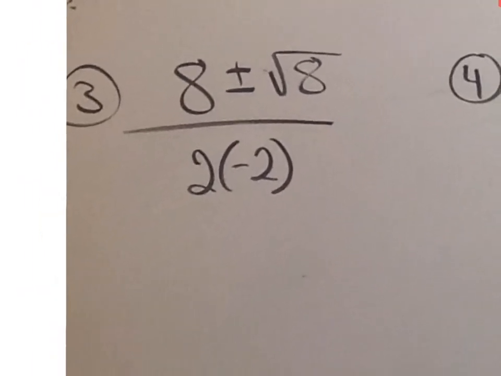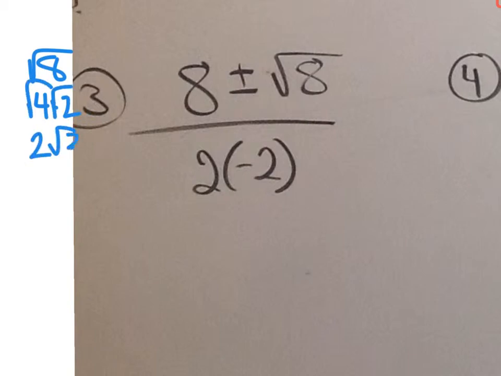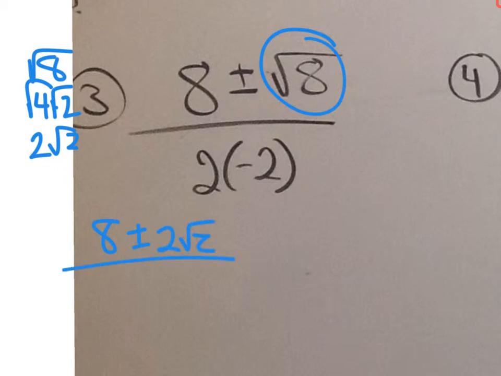So on this one, I'm going to simplify the square root of 8 on the side. Square root of 8 breaks down to 4 times 2, and when you split 4 and 2, you're going to get 2 square root of 2. So I'm going to replace the square root of 8 with 2 square root of 2. I'm going to have 8 plus or minus 2 square root of 2, and it's going to be over negative 4. Are you with me?